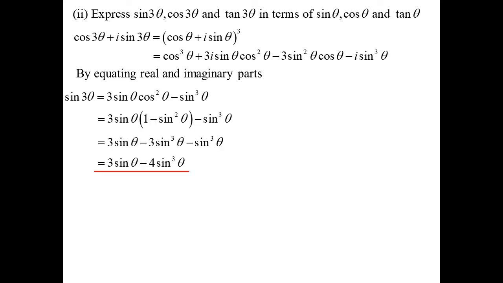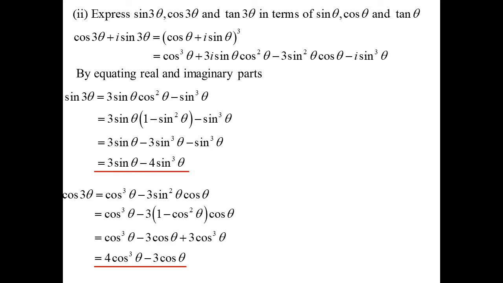If I wanted to make it all sine, then I'd change the cos squared to 1 minus sine squared. Did I do that? Yeah. Change the cos squared to 1 minus sine squared, and then you've got it all in terms of sine. Let's look at the imaginary part, cos 3 theta. Again, that satisfies the question because it says in terms of sine and cos. But this time we'll change the sine squared to 1 minus cos squared. There it is in terms of the cubes.